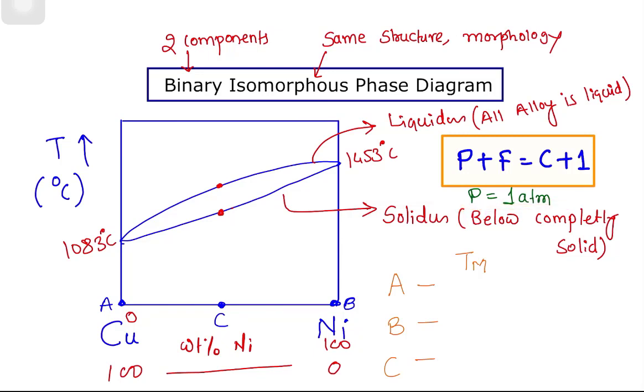So if you take a concentration in this curve, it will look like this. For example, if you take concentration equal to C, that is around 50% weight percent nickel, and we draw a line here. What the line suggests is, if you take an alloy of 50% nickel and 50% copper, and we heat that alloy, then as soon as we heat it, till a particular point, that alloy will be in a solid phase. That solid phase we can call the alpha phase.